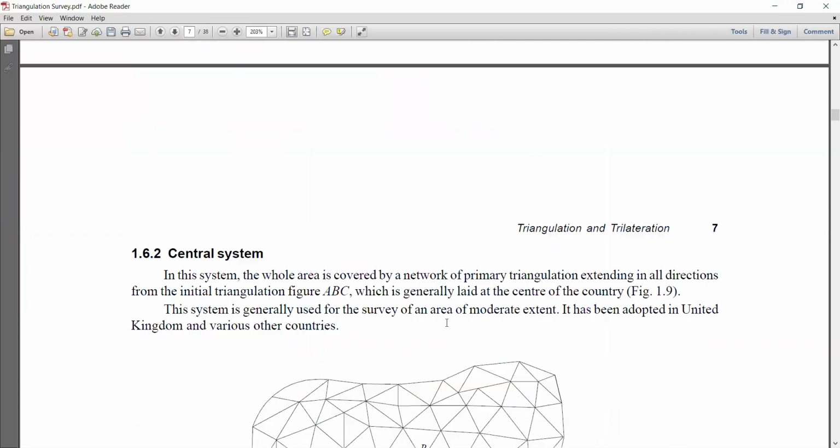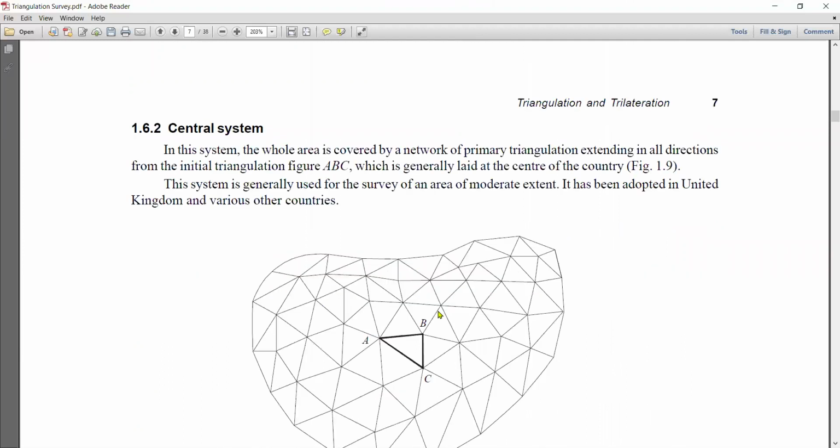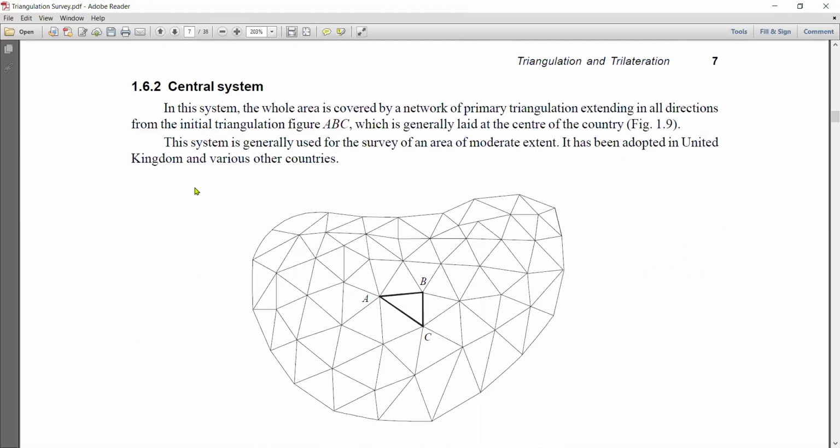Similarly, one more example: central system. By observing central system A, B, C, this triangle is expanded or extracted. By B point, again one triangle is formed. At this point, again a triangle is formed. From A point, again a triangle is formed. C, again a triangle is formed.